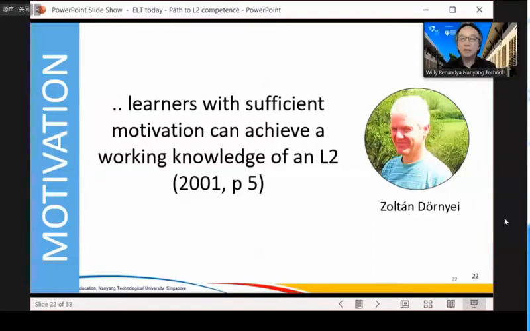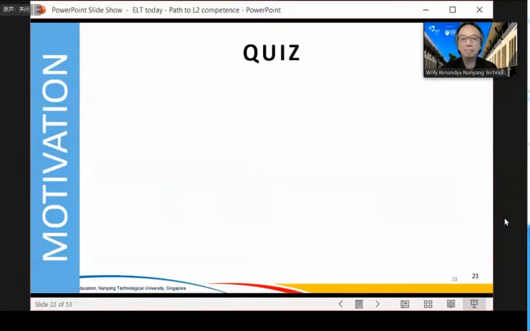Zoltan Dörnyei, one of the top guys in second language motivation, has this to say, which I am sharing with you now. I think he's basically saying that if you want your students to get to a decent level of proficiency, they need to have sufficient motivation. I think a working level here is somewhere around B1 or maybe B2 on the CEFR scale.